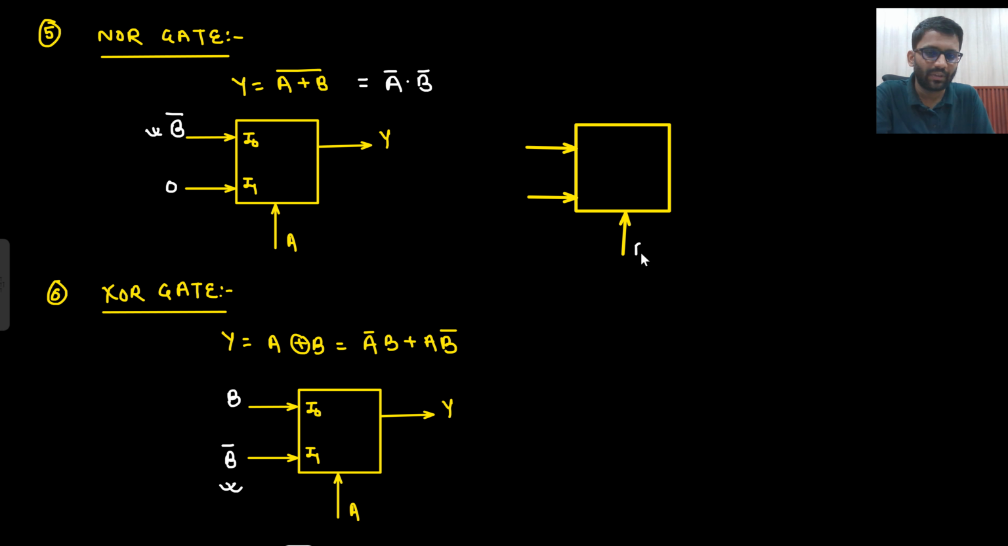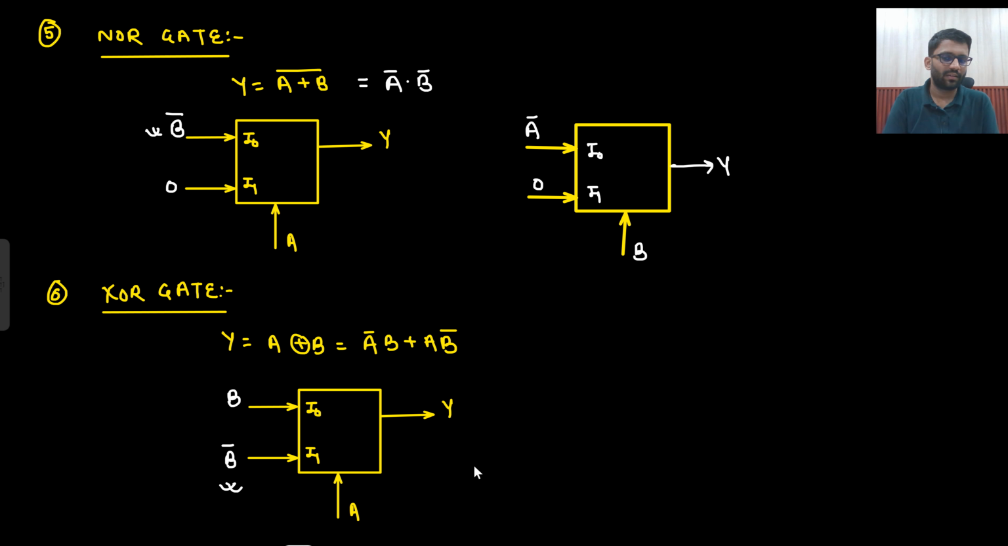So if my select line is B, so that's my question now, and this is I naught, this is I1, and this will be my output Y. So if B bar is coming, I would need A bar, and if B is coming, I would need 0. So that would be my answer. That's it. Select line could be anything.